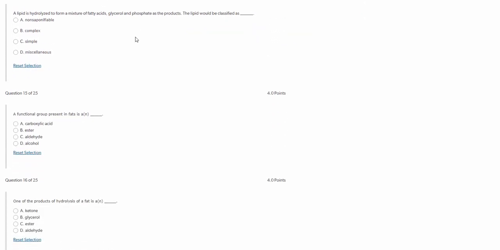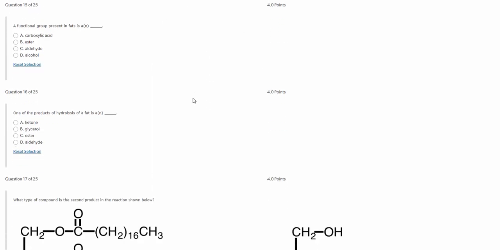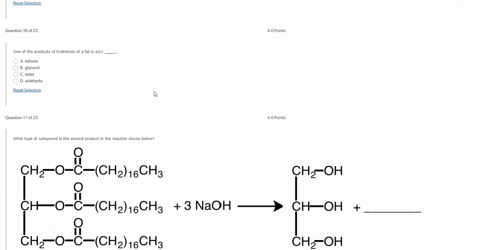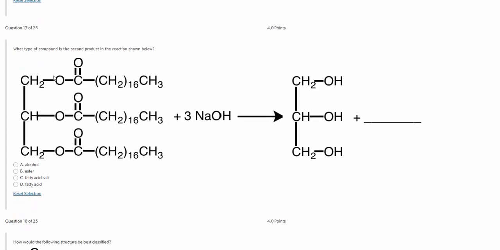Number 14, a lipid is hydrolyzed to form a mixture of fatty acids, glycerol, and phosphate as the products. The lipid is then classified as a complex lipid. If it can form all three of these things, it is complex. Number 15, a functional group present in fats is called an ester. Number 16, one of the products of hydrolysis of a fat is called glycerol. That is the backbone that we can see right here. Hopefully you can see my cursor.